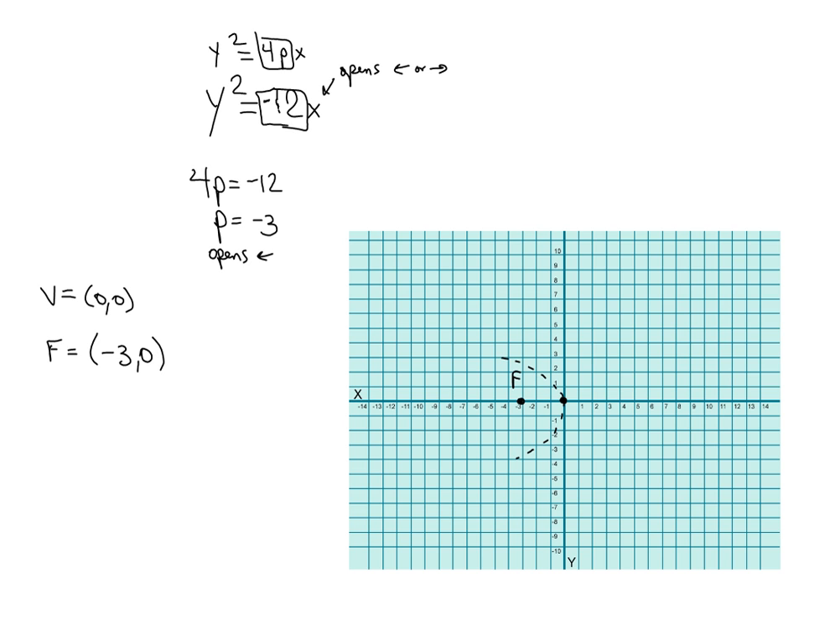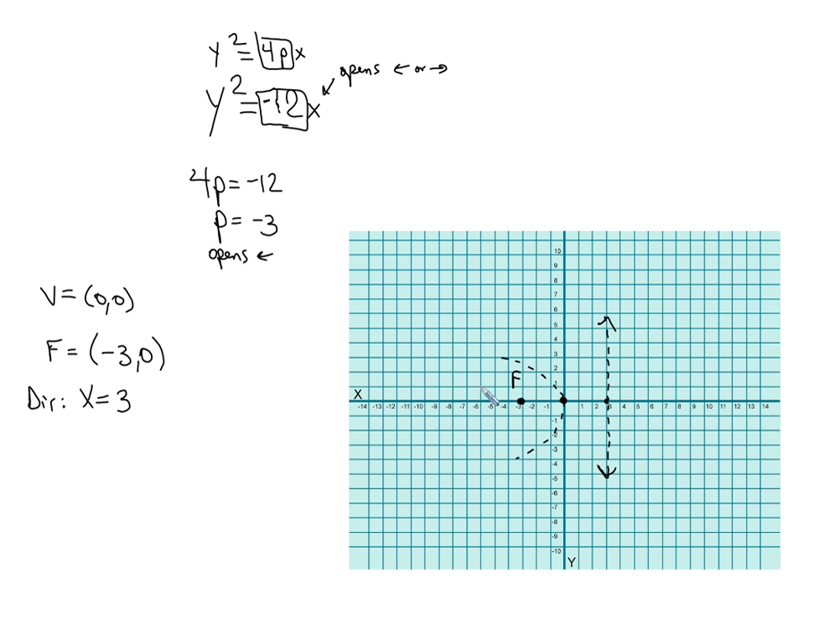So what are the coordinates of the focus then? Good. Negative 3, 0. If I went to the left 3 to get to the focus, where do I go to get to the directrix? To the right 3 from the vertex? Which way is the directrix going? Yeah, up and down, right? So there's our directrix. What's the equation of the directrix? Good, x equals positive 3.